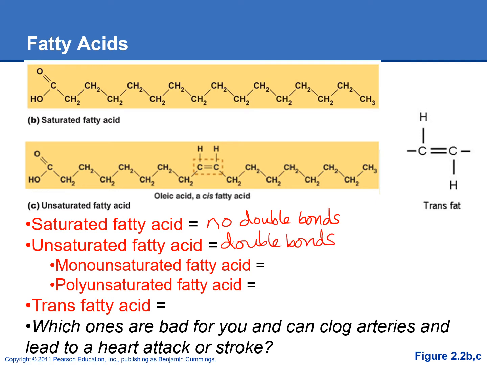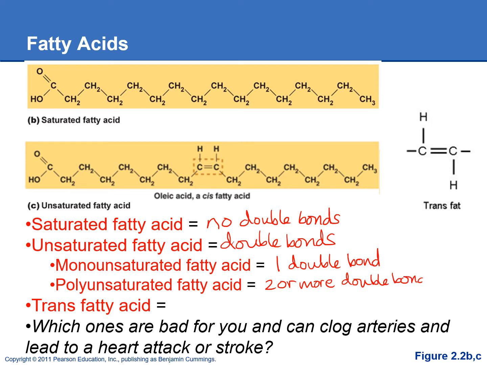Okay, so when you're reading the nutrition labels on your food, a lot of times they'll say there are monounsaturated fatty acids and polyunsaturated fatty acids. Well, the difference between those two is that monounsaturated fatty acids just have one double bond in the fatty acid, and polyunsaturated fatty acids have two or more double bonds. So that's the only difference between them.